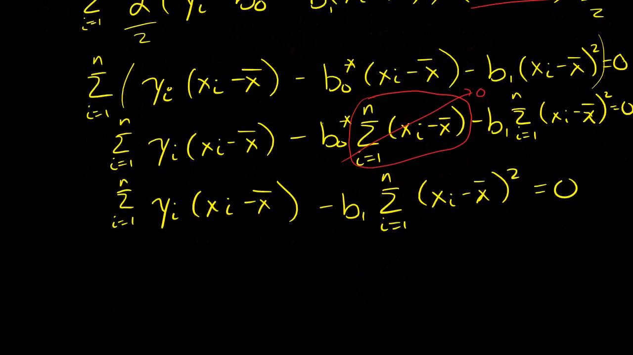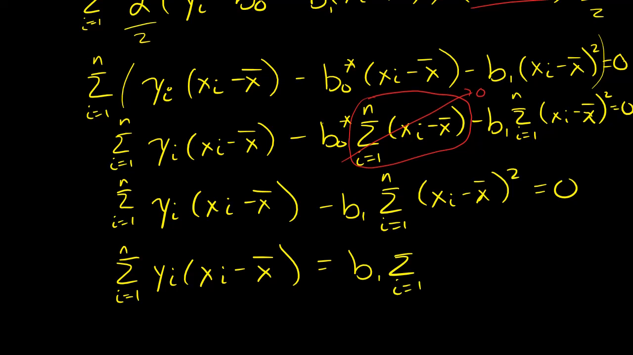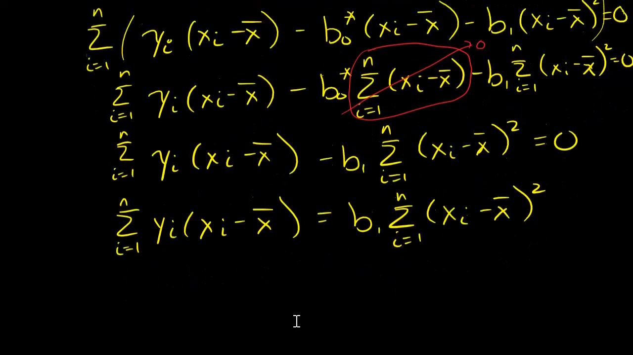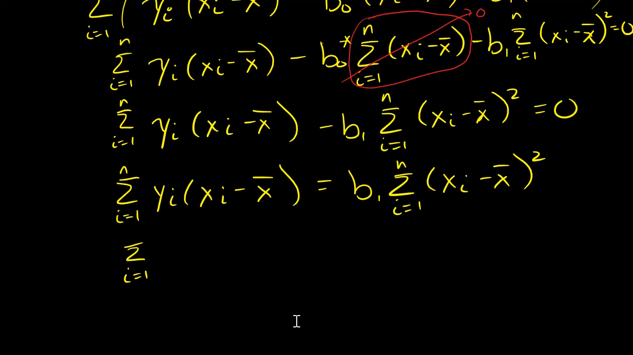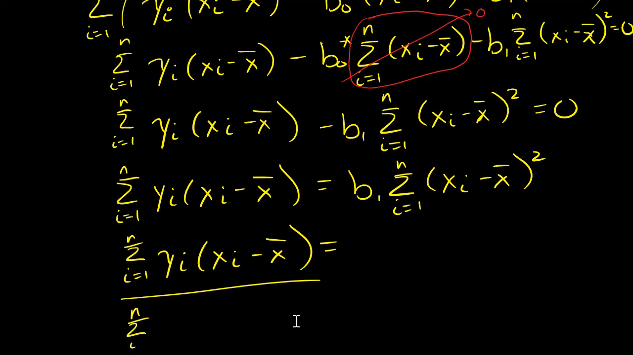Now if I do a little algebra to get b1 by itself, bring it over to the other side of the equation, and then solve for b1, I get my formula for the estimator of beta 1.